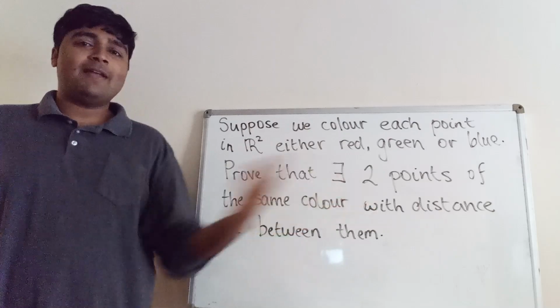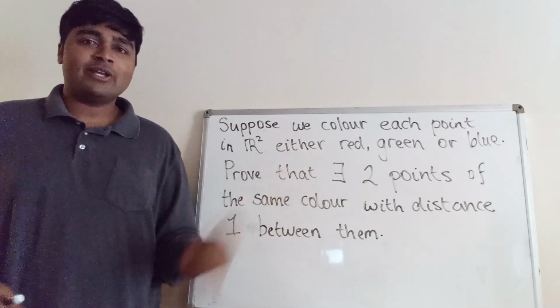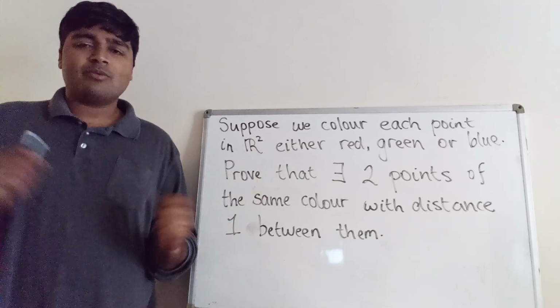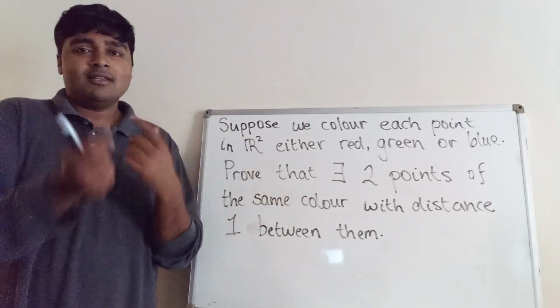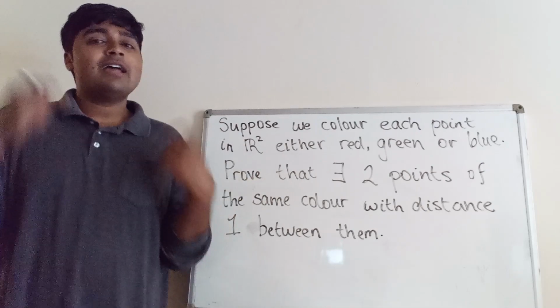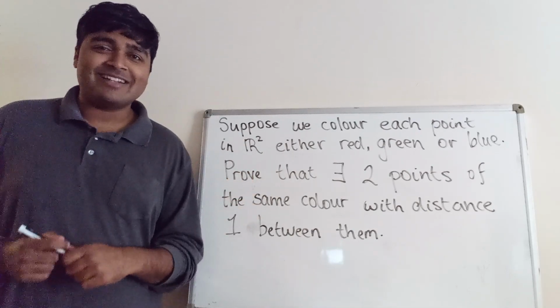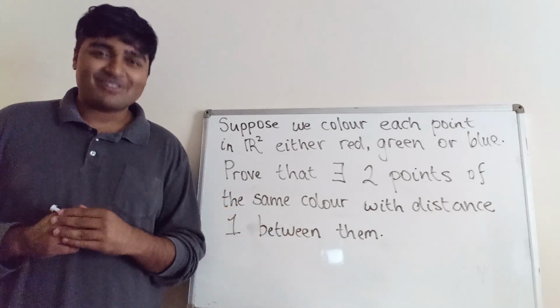So we have our xy plane, our real plane, and for every single point of the infinitely many, we give them a colour, either red, green, or blue, and we want to prove that there are 2 points, say A and B, which have distance 1 apart, and they have the same colour. Okay, if you want to have a go at this problem, pause the video now and give it a go for yourself, and I'm going to jump straight into the solution.